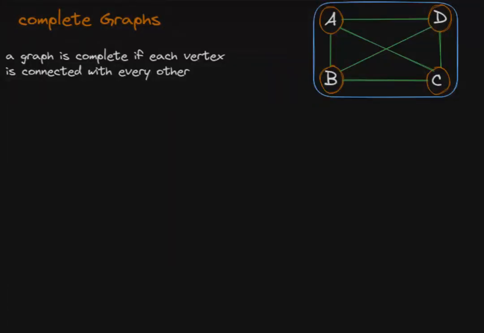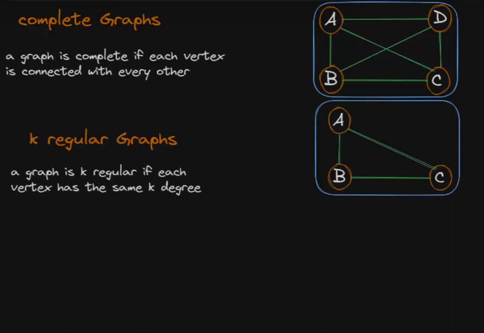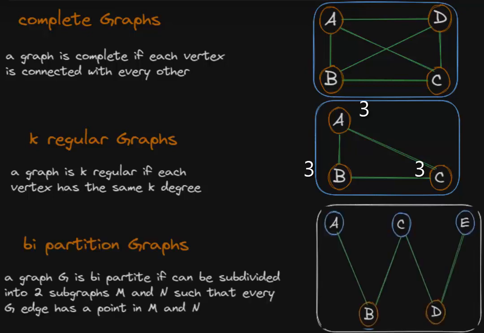Also, it is common to use some terminology in reference to the graph structure. If it is possible to go directly from any vertex to any other vertex, it is a complete graph. If all vertices have the same degree, it is a K-regular graph, and a bipartition graph can be subdivided into 2 graphs so that each edge is shared by both.